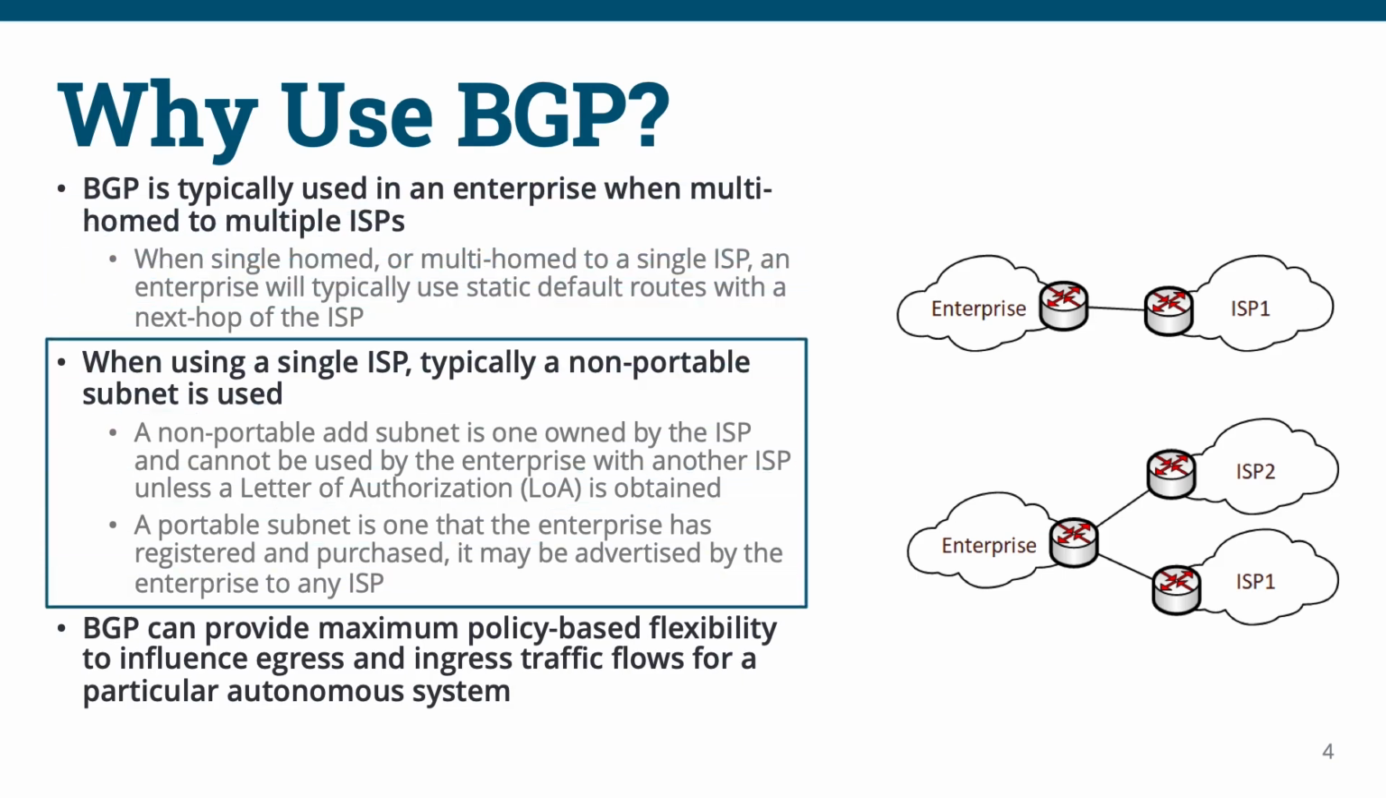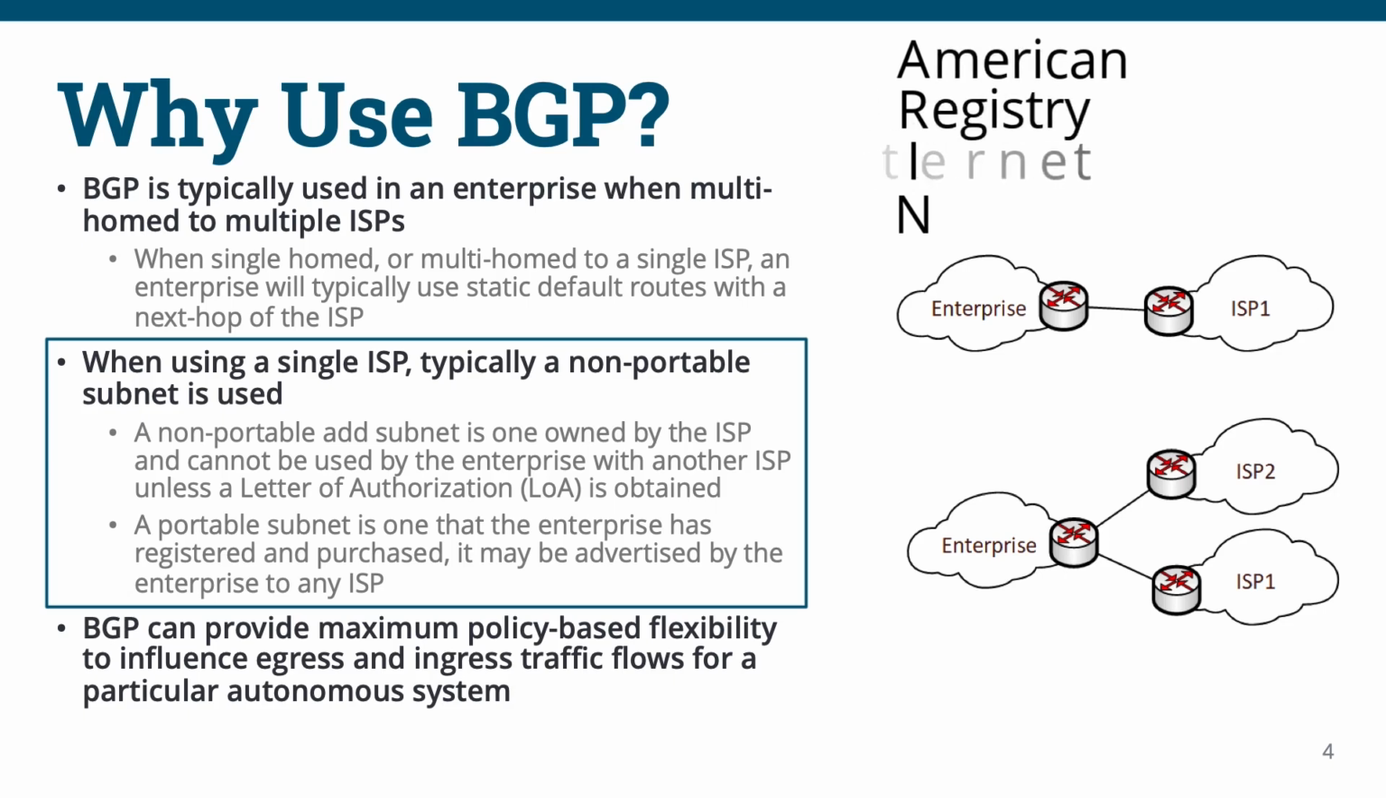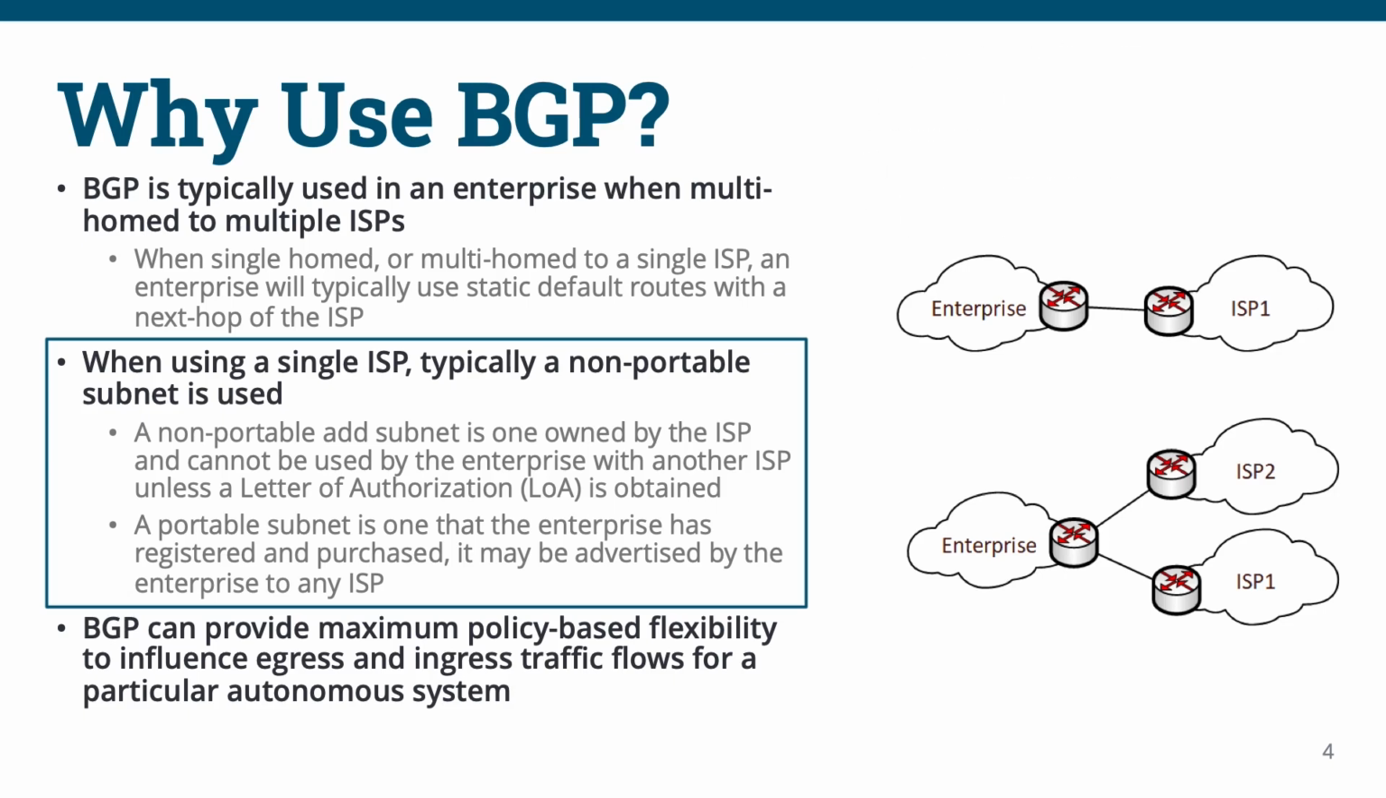When using a single ISP, the ISP will typically allocate a public IPv4 subnet to the enterprise, which is non-portable. This means the public IPv4 subnet that is allocated to the enterprise cannot be advertised through any other ISPs without permission from the ISP that owns the subnet. Several regional Internet number registries exist in the world which control IPv4 subnet allocations. In the United States, ARIN, or the American Registry for Internet Numbers, controls the allocations of public IPv4 subnets to organizations.